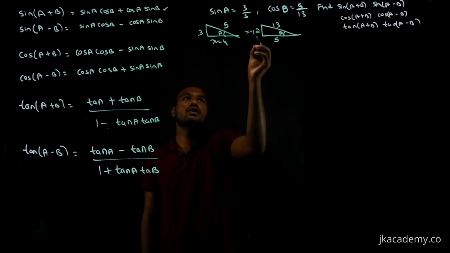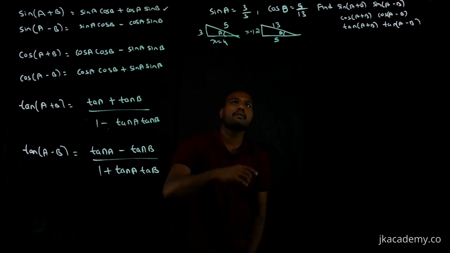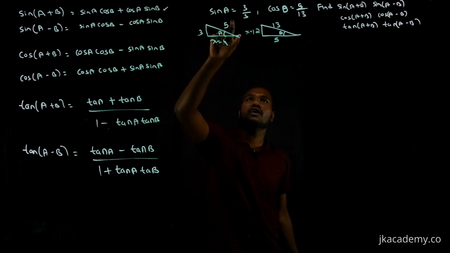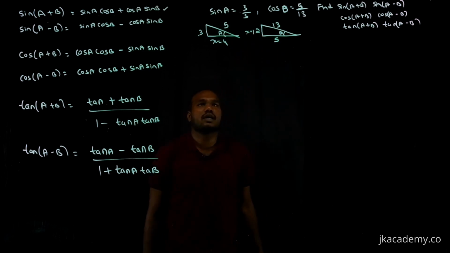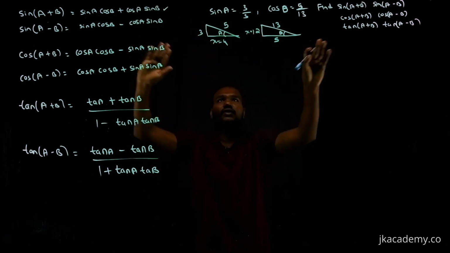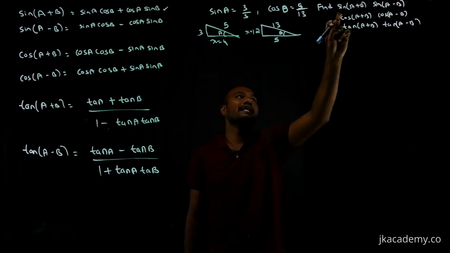If I take x and solve it, I'll get 12. You need to remember 3, 4, 5 and 5, 12, 13. You need to remember this. These are the triangles, and you find out what the two triangles are. Now, take the first question.